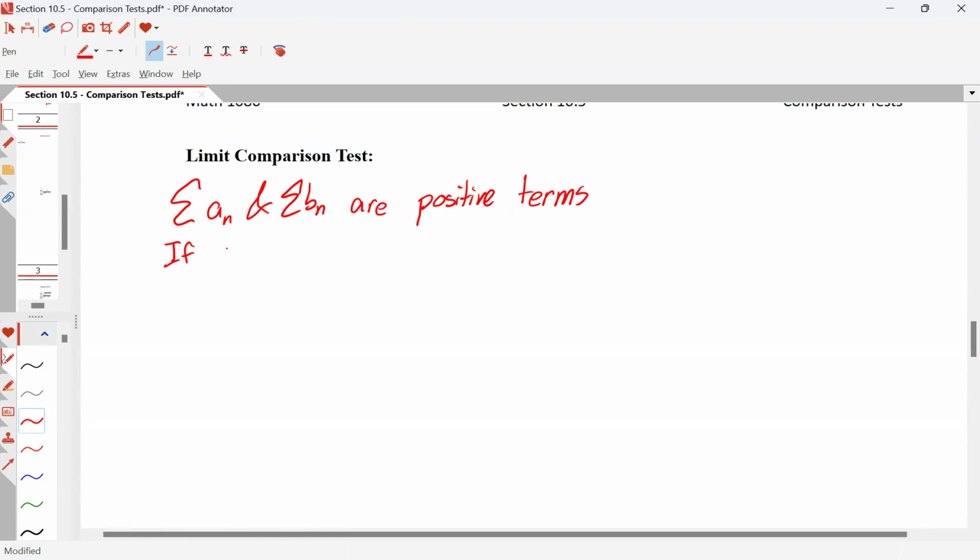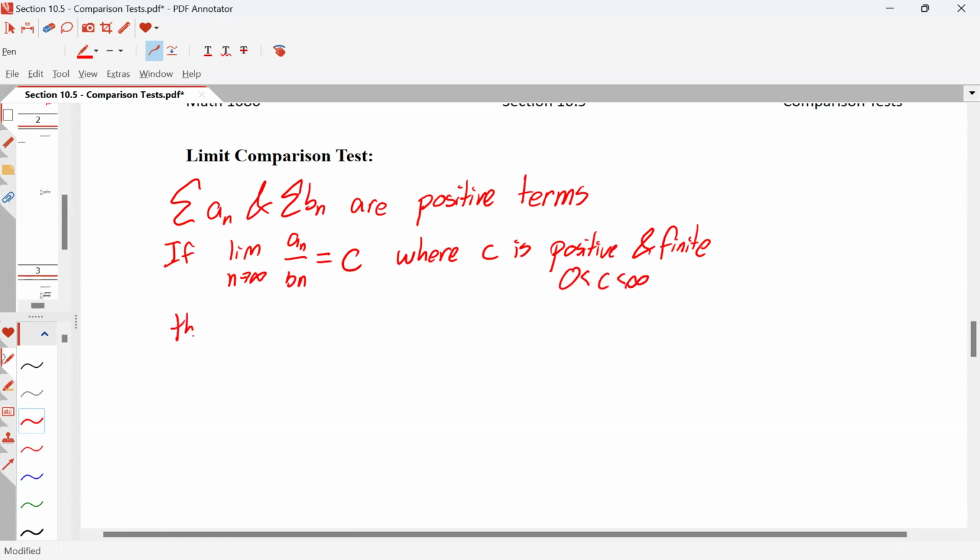Then, if we look at the limit as n goes to infinity of an over bn, and this comes out to some number c, where c is positive and finite, meaning 0 is less than c is less than infinity, then the series an and the series bn either both converge or they both diverge. Phrasing I use is they do the same thing.